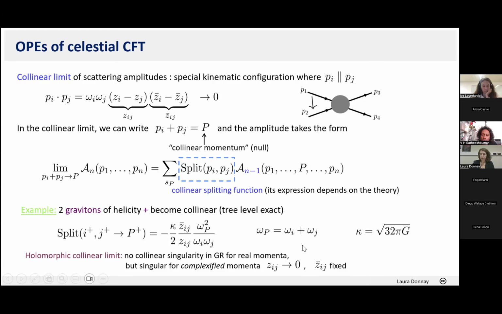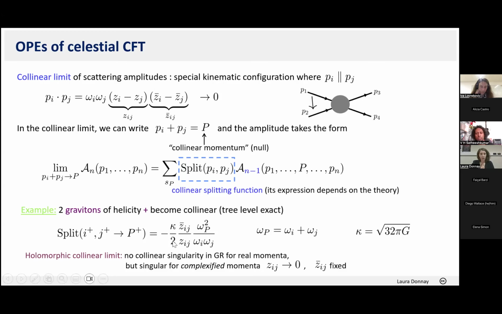And this is true for real momenta. For real momenta, what you can see is that if Zij goes to 0, you might think, okay, when Zij goes to 0, I have a singularity here. But for real momenta, it also means that Z bar, the complex conjugate of Zij if it's real, will go to 0 as well, so this would not be singular.